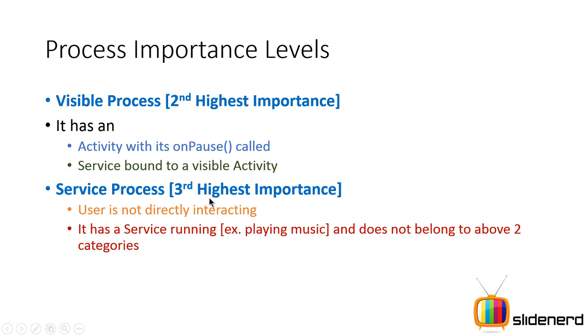The third highest level is known as the service process. Now in this case, the user is not directly interacting. For example, you have no activities up and running, you just have a service that's probably playing music in the background, and it does not belong to the first two categories. So in that case, that becomes a service process with the third highest importance.